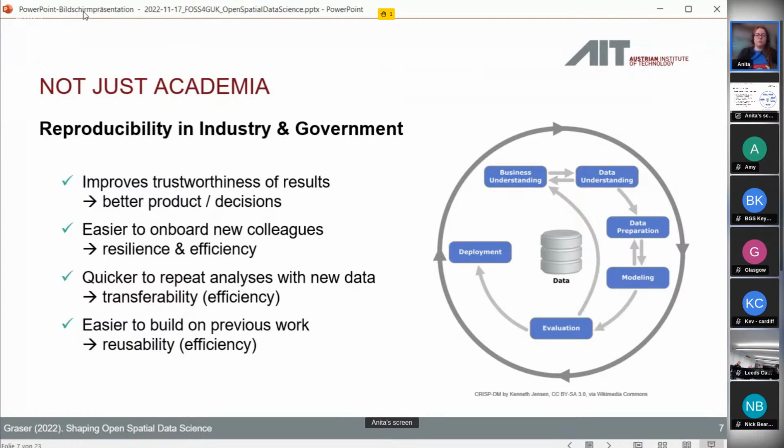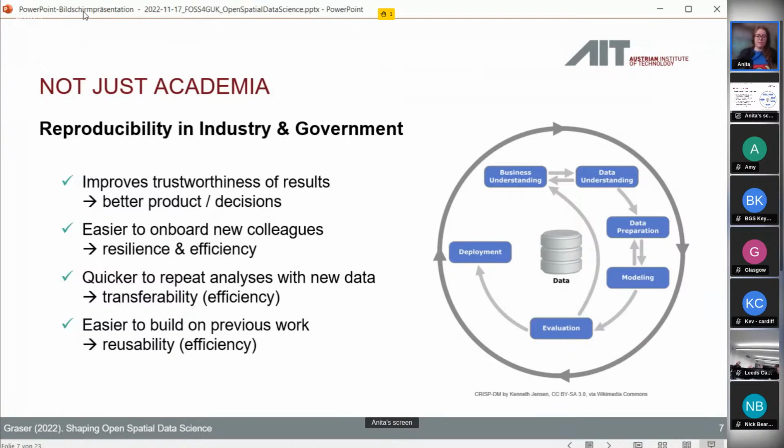It's also easier to onboard new colleagues. So if teams change, you get new colleagues who should help you with your work. It's much easier to onboard them if your workflow is well documented, if the colleague can reproduce it on their own machine or from their own connection. So this also helps resilience and efficiency.